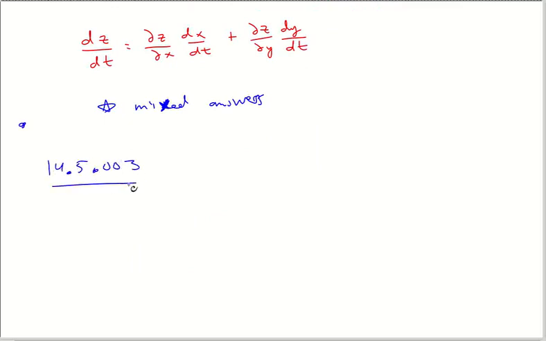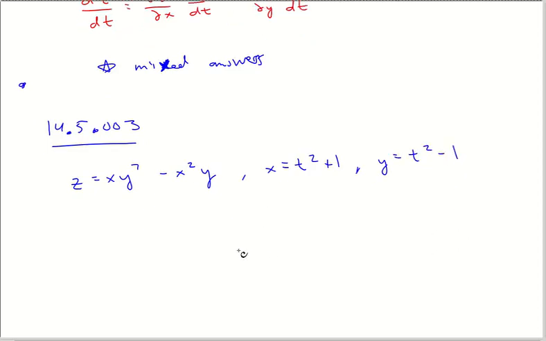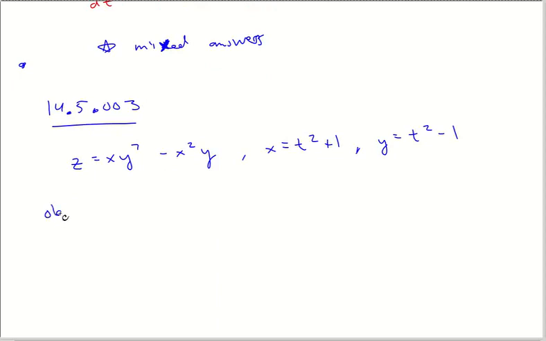It's better through example. So first off, I got z is equal to x y to the 7th minus x squared y. Also, I have x equals t squared plus 1. And then also, I got y is equal to t squared minus 1. Now, I want to do this the old way, and then I'm going to do it the new way. So what are they wanting? For all this, they're basically wanting z prime. What's z prime? Or, more specifically, dz/dt equals what?